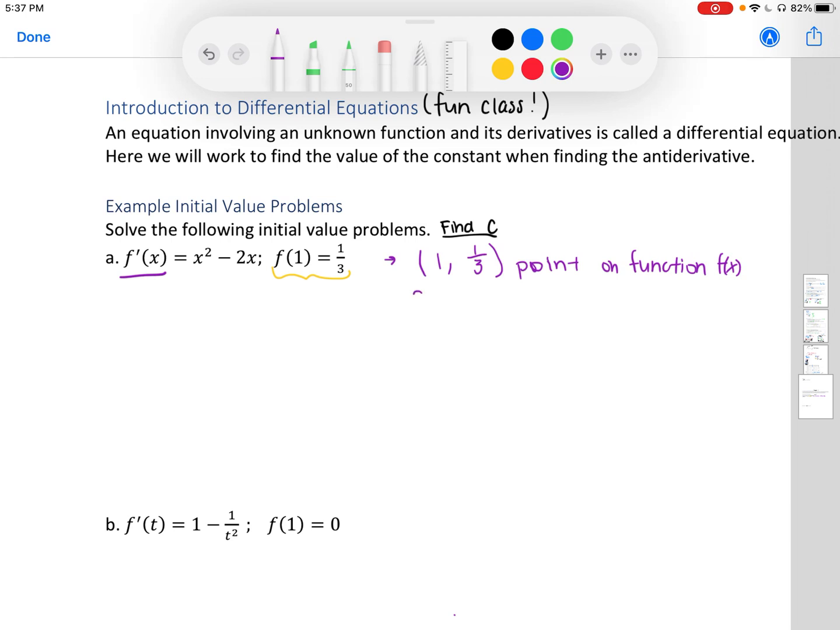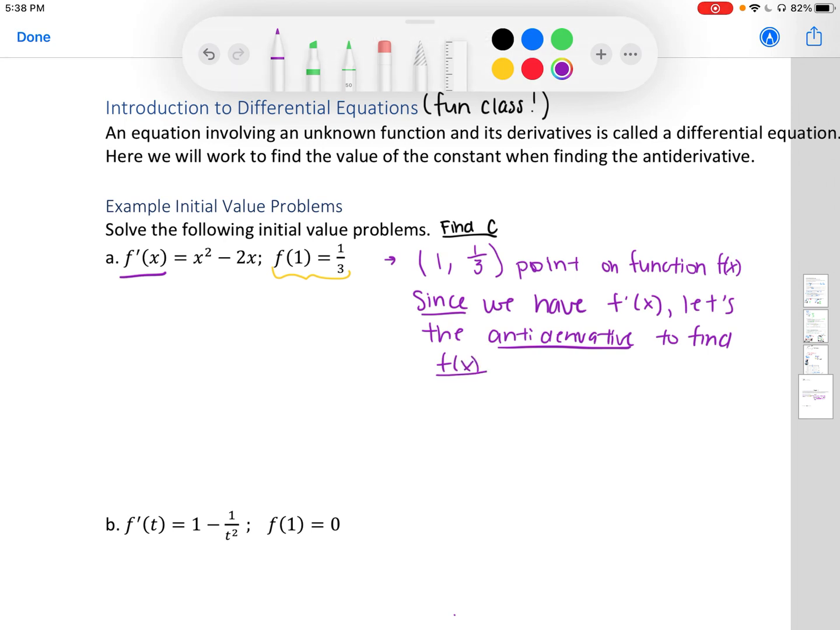So what we're going to do next is, since we have the derivative, let's use the antiderivative to find your original function, f of x, then plug in x and y from your point x comma y to find your c. All right, let's go ahead and label our steps.